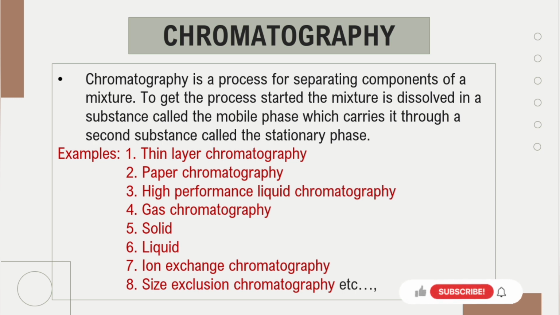What is chromatography? Chromatography is a process for separating components of a mixture. To get the process started, the mixture is dissolved in a substance called the mobile phase, which carries it through a second substance called the stationary phase. Examples of chromatography: thin layer chromatography, paper chromatography, high performance liquid chromatography, gas chromatography, solid and liquid chromatography, ion exchange chromatography, and size exclusion chromatography, and so on.